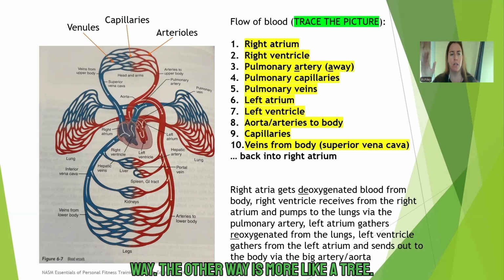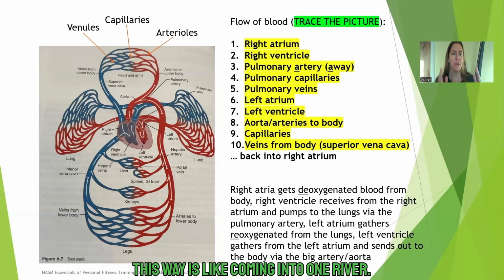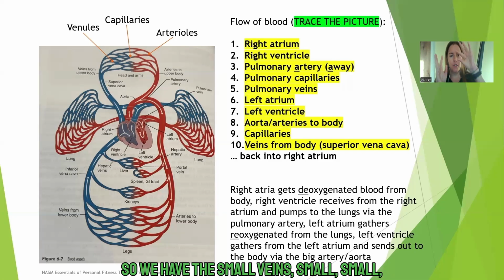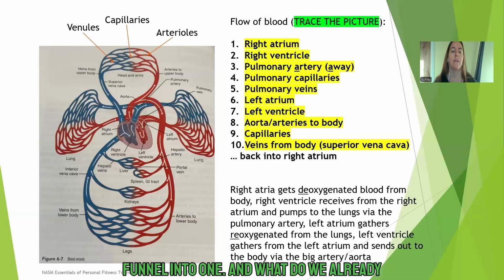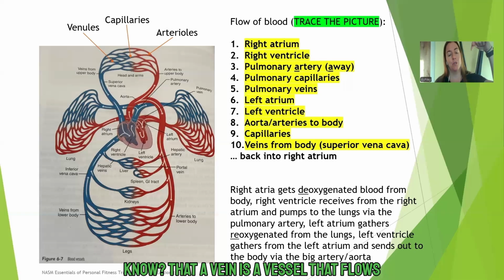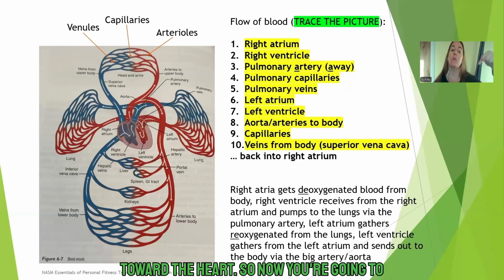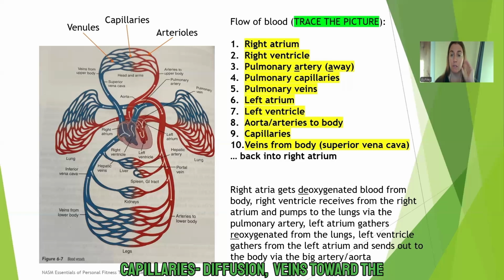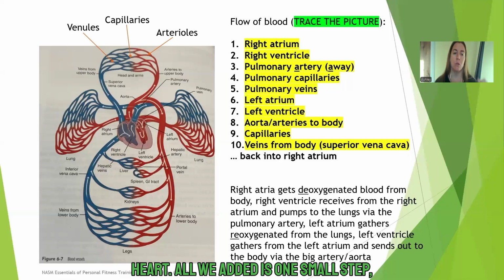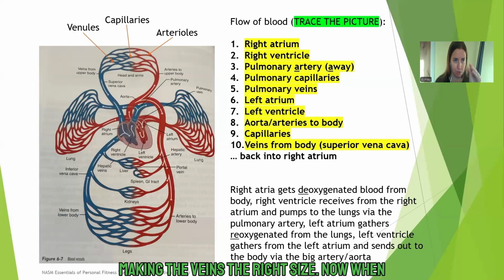The other way is more like a tree. This way is like coming into one river. So we have the small veins, getting bigger and bigger until they all funnel into one. And what do we already know that a vein is? A vessel that flows toward the heart. So now you're going to see that arrow is pointing down. Okay, so let's just think about this again. Arteries away from the heart, capillaries, diffusion, veins toward the heart. All we added was one small step, making the arteries the right size, making the veins the right size.